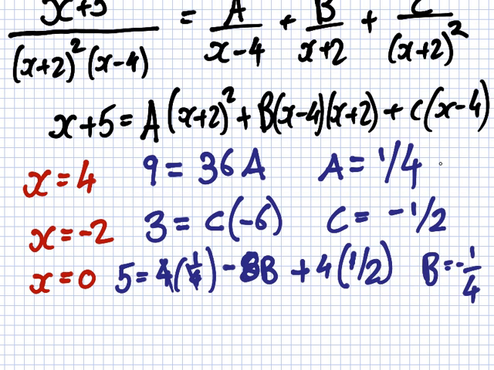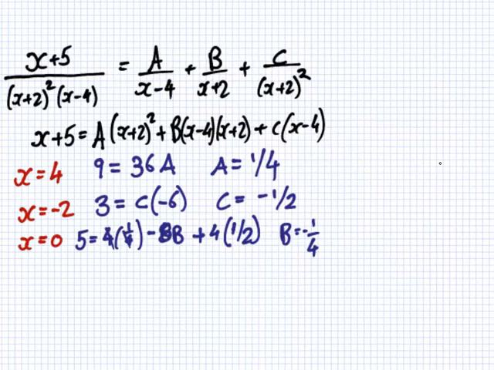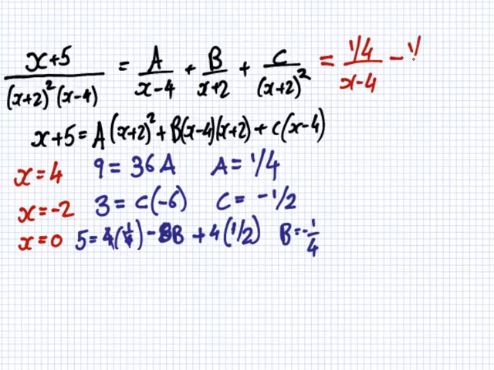So the answer is, you should have this: A, which is a quarter over x minus 4, plus B, which is minus a quarter over x plus 2, and then C is minus a half over x plus 2 squared.